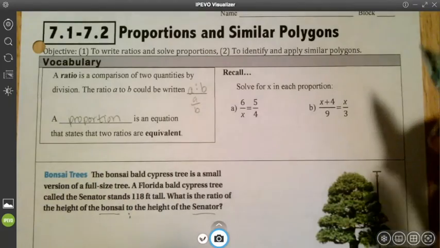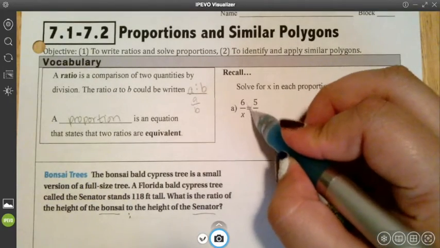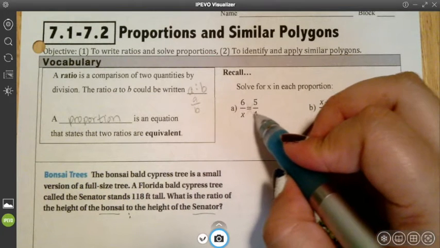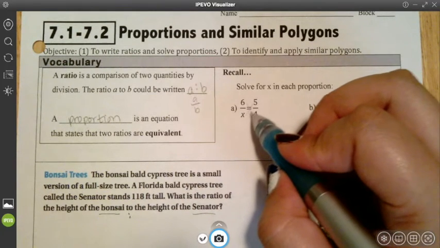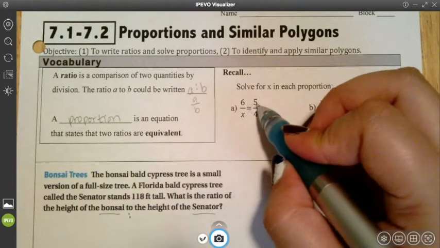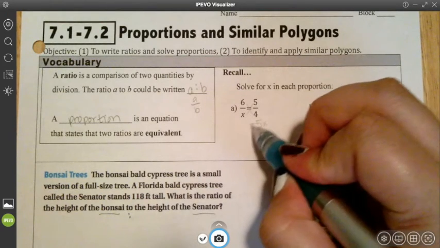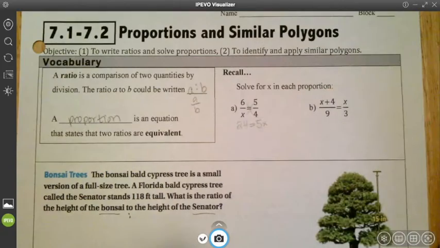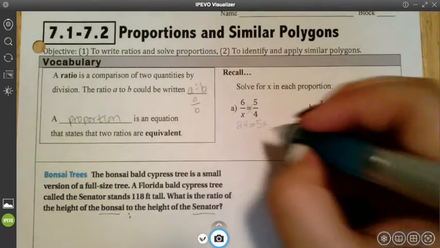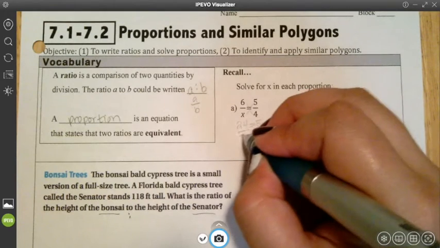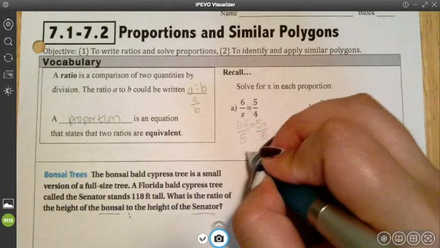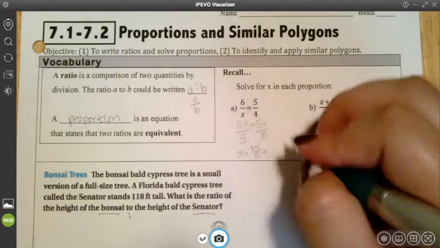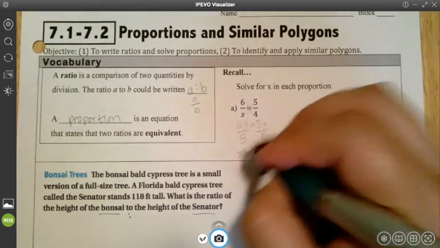The most commonly used way is what we call cross multiplication, which means we're multiplying really by an LCD. We're multiplying by all of the denominators. So we're going to multiply x times 5 to get 5x, and 4 times 6 to get 24. Then to solve for x, we need to divide by 5 on both sides. And so we get x equals 24 over 5, which, if we need it in decimal form, is 4.8.